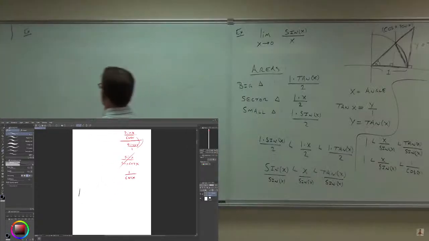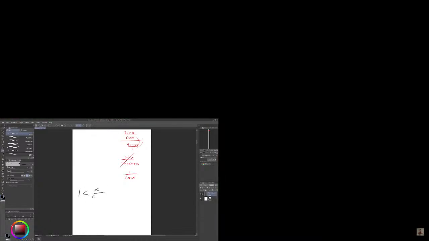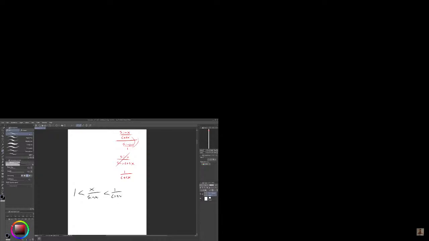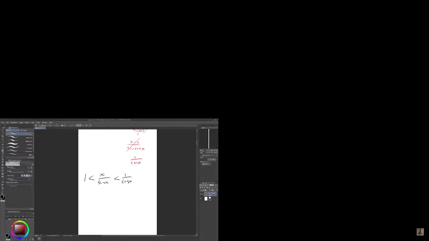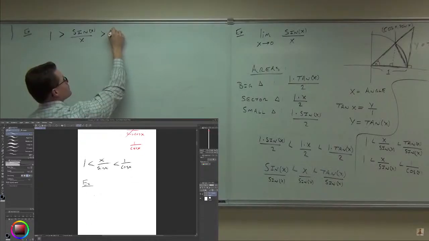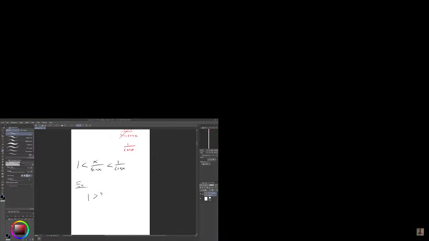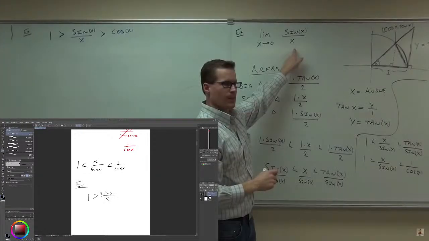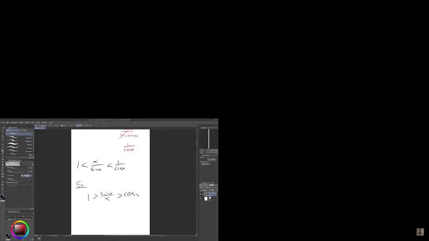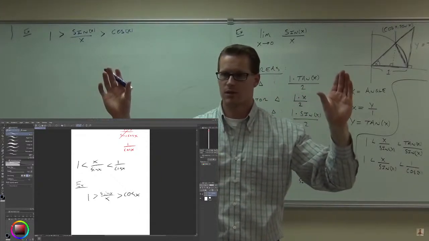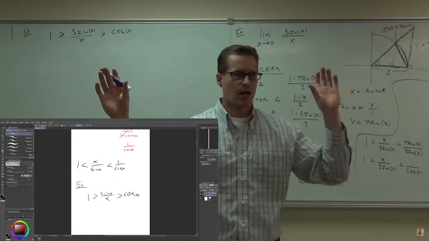That's a mathematical truth. So I'm going to have 1 still, because the reciprocal of 1 is 1, is greater than sine x over x, which is greater than cosine x over 1. Do you see this thing anywhere? Do you see it right in the middle? Do you see how it's squeezed between two functions? It's squeezed between 1 and cosine x.